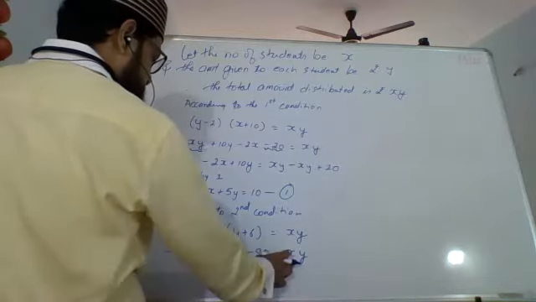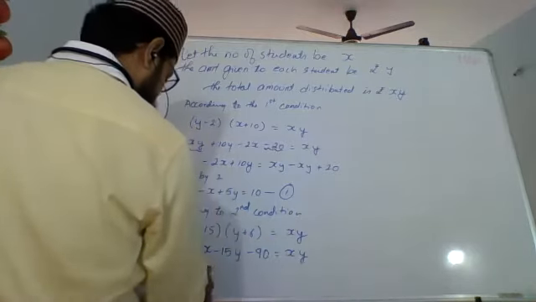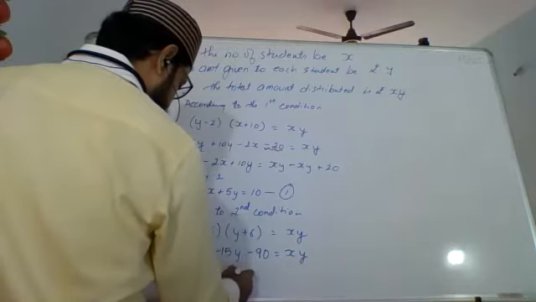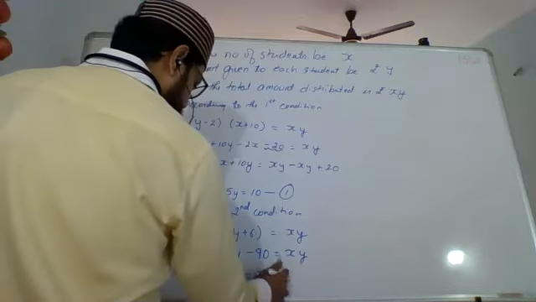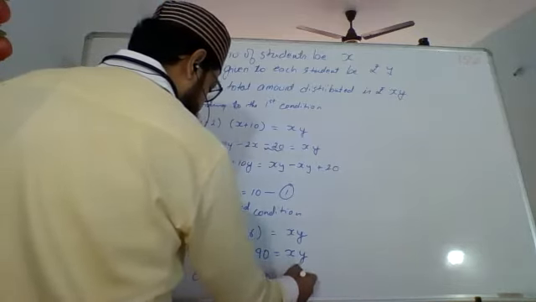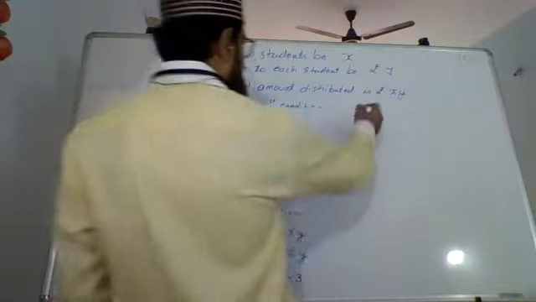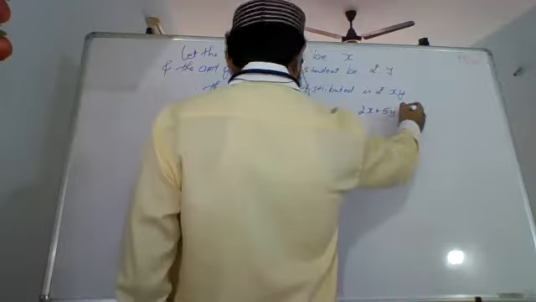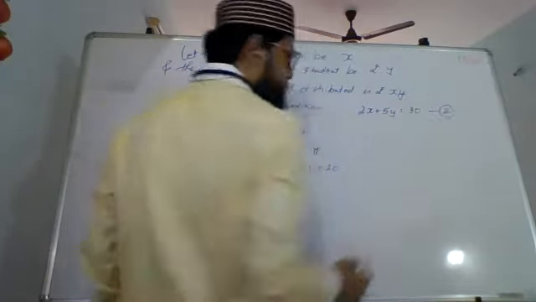This xy will cancel. This minus 90 will come over here, will become plus 90. So I have 6x plus 15y equals to 90. Okay. If I divide this by 3, I'll get 2x plus 5y equals to 30. This is my second equation.